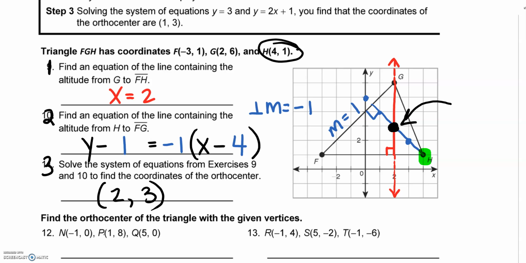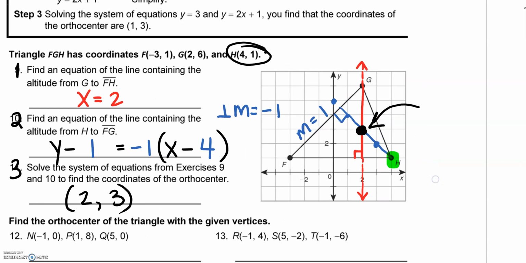Now, if I didn't automatically see that, or if it wasn't a nice, clear, concise location, I could solve the system of equations by figuring out what would make them both equal to each other. Which means if x is 2 at that orthocenter, what would y wind up having to be? So I could plug 2 in for x and solve my equation. Inside of these parentheses, 2 minus 4 gives me negative 2. I have negative 2 times negative 1 to get positive 2.